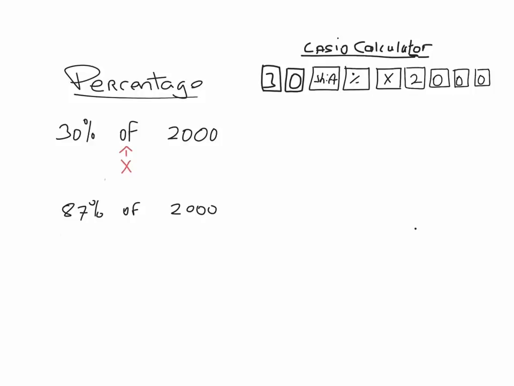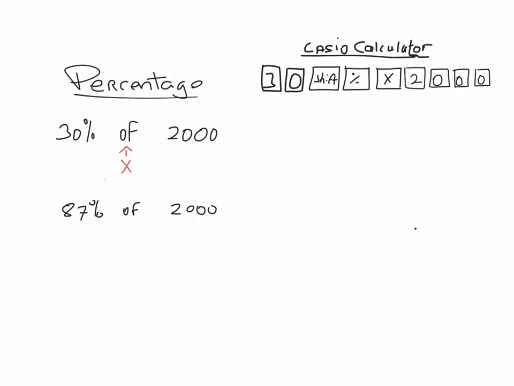Another way of doing it is simply keying it into the calculator. So 30% of 2000, that's 30% multiplied by 2000. If you have a Casio calculator, you could key it in like this. Type in the 3, the 0, then the shift key, followed by the percentage key, the multiply key, and then the 2000. If you try that, you will get the answer of 600.